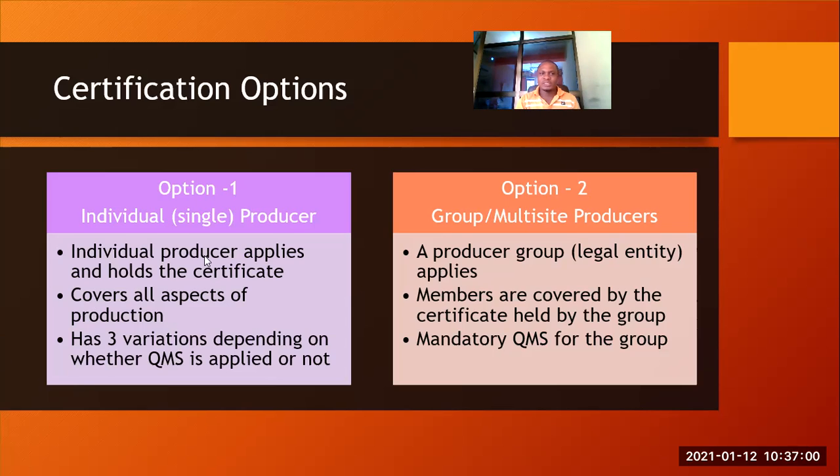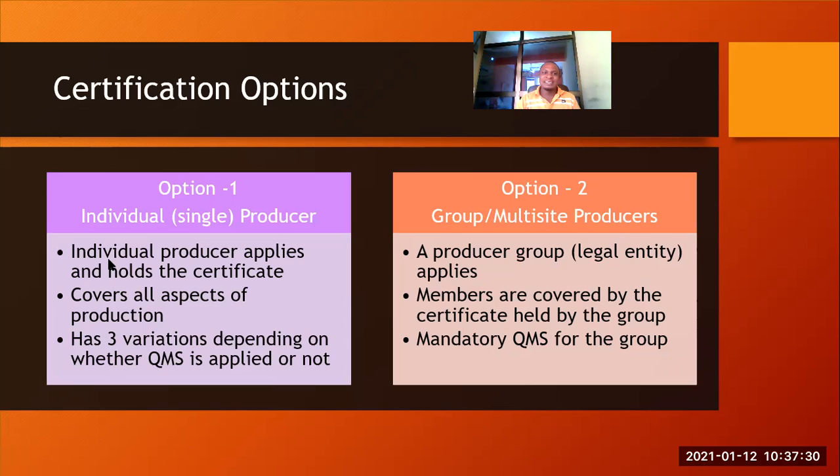So let's look at option 1. Option 1 applies to an individual or a single producer. For example, LATC is a single producer. LATC is not producing your crops by relying on others or by aggregating from others. So you are a single producer. So option 1 applies to single producers.